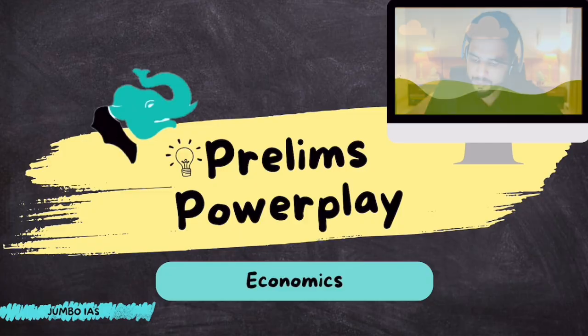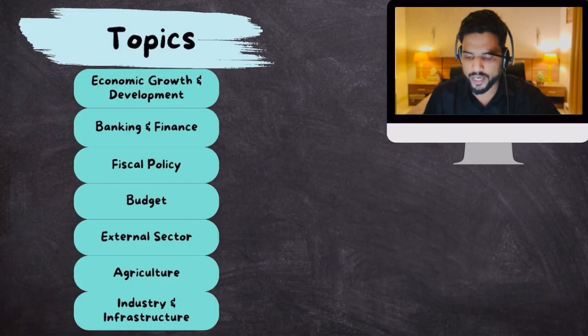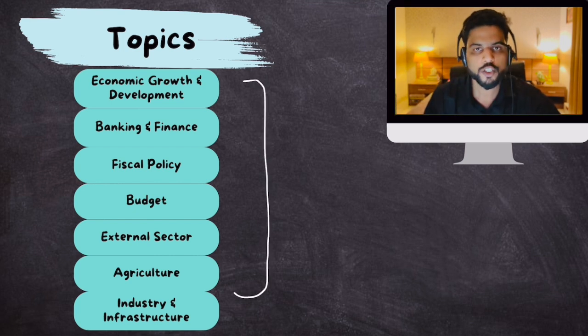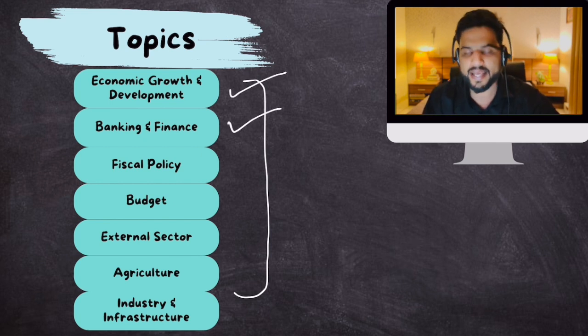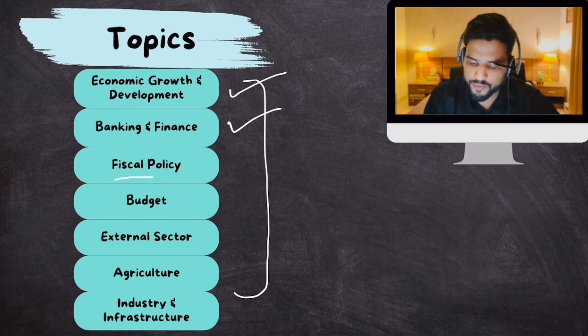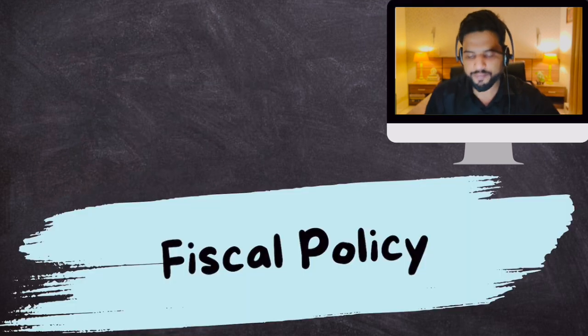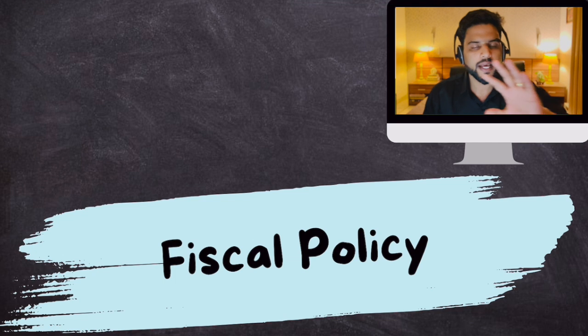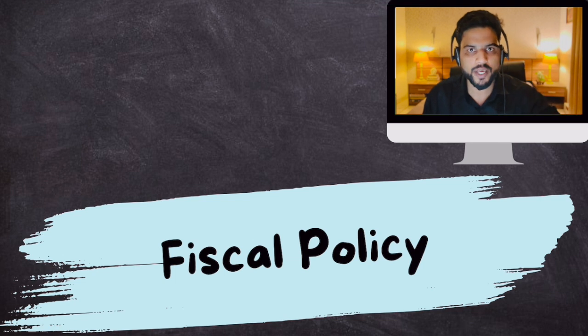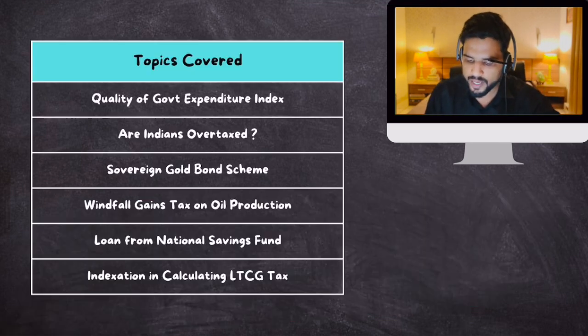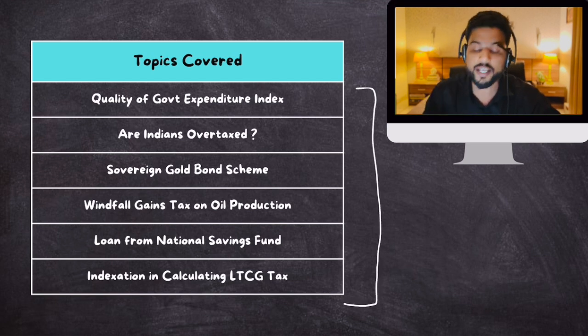So let's start with Prelims Powerplay economic section. As you all know, the entire economic section has been divided into 7 topics. So far, through our previous 4 lectures, we have covered economic growth and development and banking and finance. Today, we are going to start with fiscal policy, basically government policy. Within fiscal policy there were so many news items, but I have shortlisted the most important ones. We are going to cover these 6 topics, which are of extreme importance. You cannot ignore them at all.